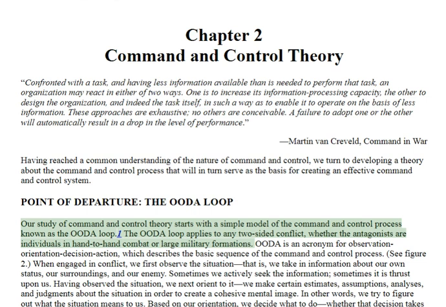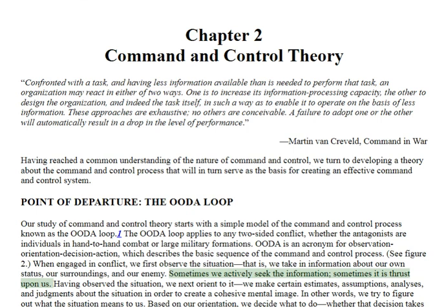Whether the antagonists are individuals in hand-to-hand combat or large military formations. OODA is an acronym for Observation, Orientation, Decision, Action, which describes the basic sequence of the command and control process. See Figure 2. When engaged in conflict, we first observe the situation, that is, we take in information about our own status, our surroundings, and our enemy.